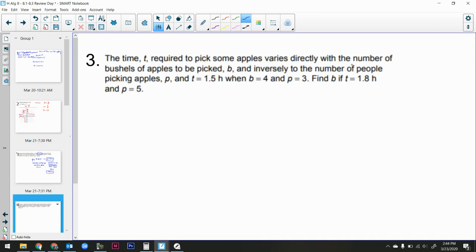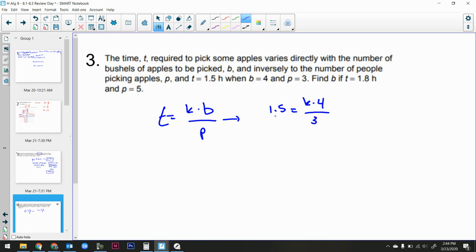Here's our third one. Go ahead and hit pause. Play when ready. All right, the time T required to pick some apples varies directly with the number of bushes of apples to be picked, B. K goes on top. I'm going to space that out a little bit better. Remember, K always goes on top, no matter what we're doing. Okay, B, and inversely is the number of people picking, P. Okay, so that means T is 1.5 and K times 4 over 3.